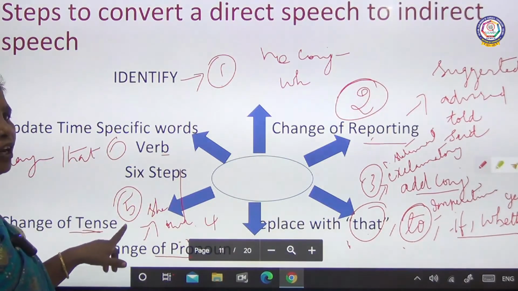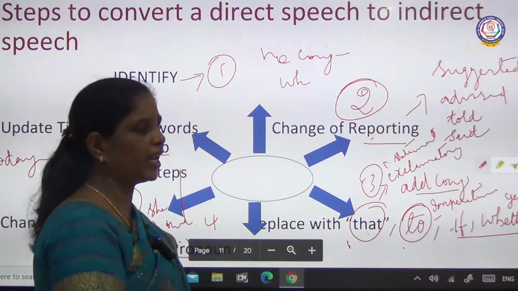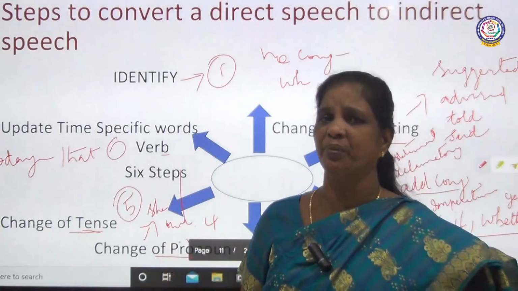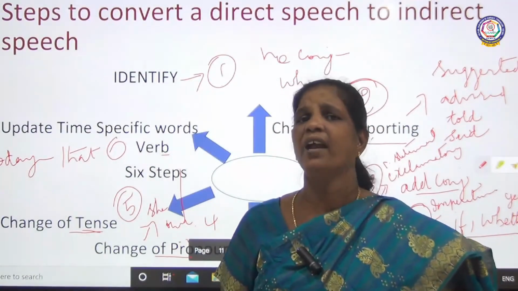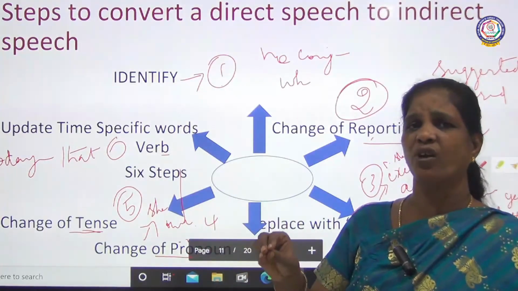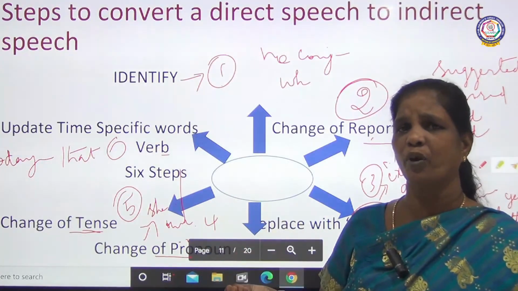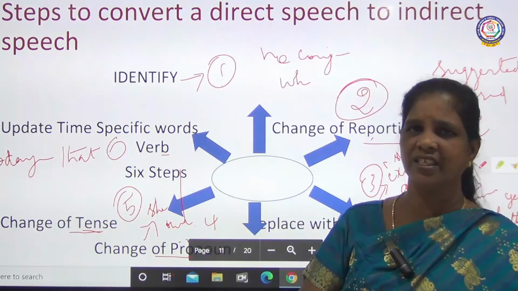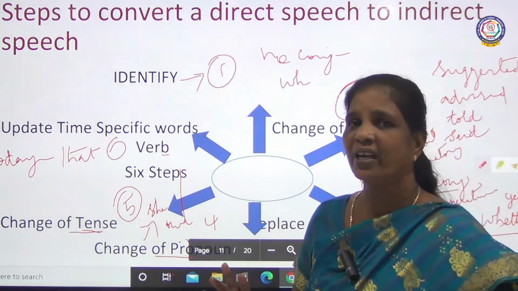And the fifth step, there will be a change in the tense. In two places there won't be a change in the tense. One is when the reporting verb is in present tense, you will not have a change. And when the reported sentence is a fact or a truth or any proverb like that, you will not change the tense. Other changes all will take place. It is very clear to you.